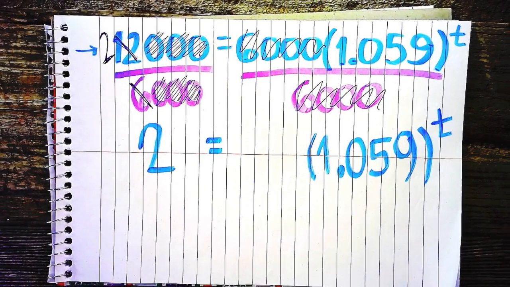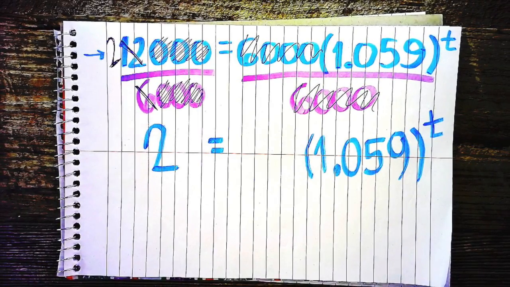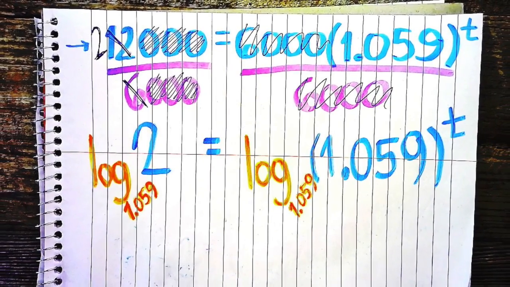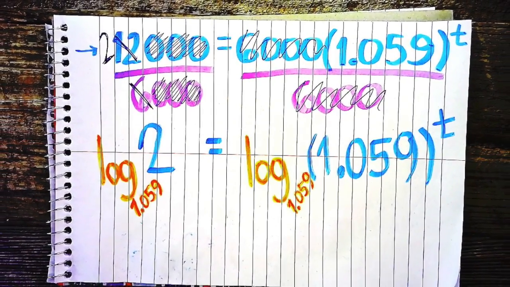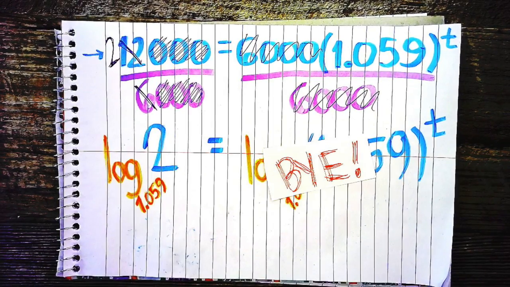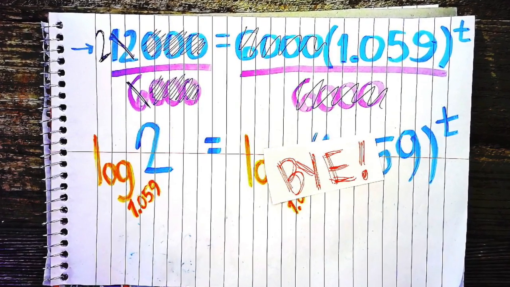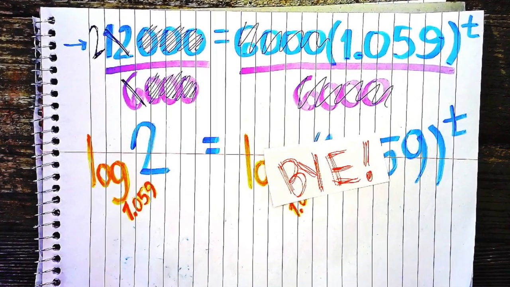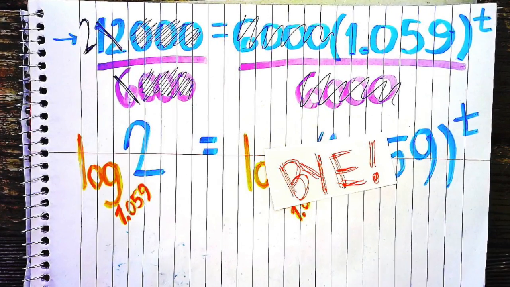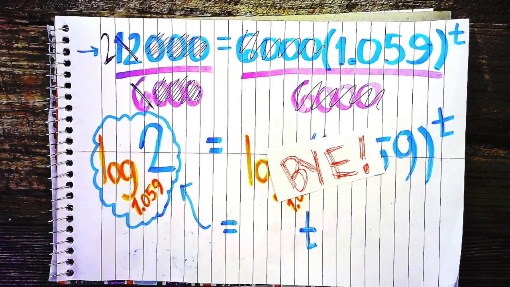I'm going to show you the classic way first. First, we're going to take the log base 1.059 of both sides. Log base 1.059 will eliminate the exponential of 1.059 to a power. It will leave us with just the T variable. Then our answer T equals log base 1.059 of 2.